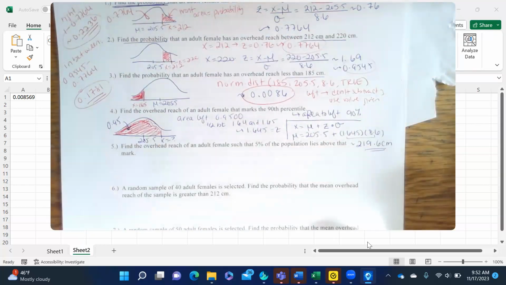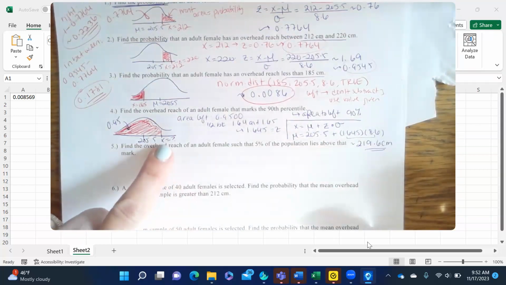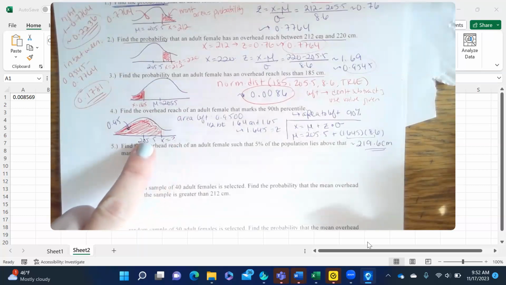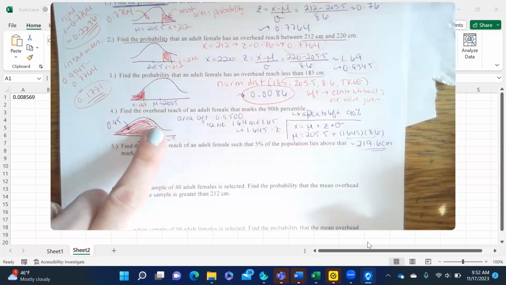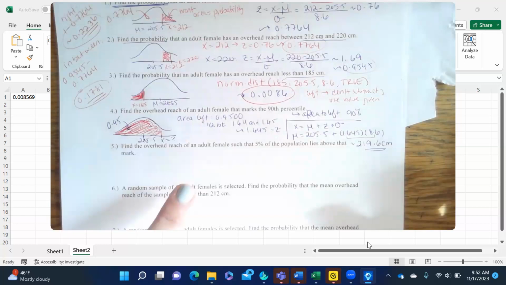There we go. So that would be my actual cutoff, the 219.6, which makes sense. It is above 205.5. It should be significantly above, because we're doing the 95th percentile, so you don't have that much shading to the right. And that would be my final answer.